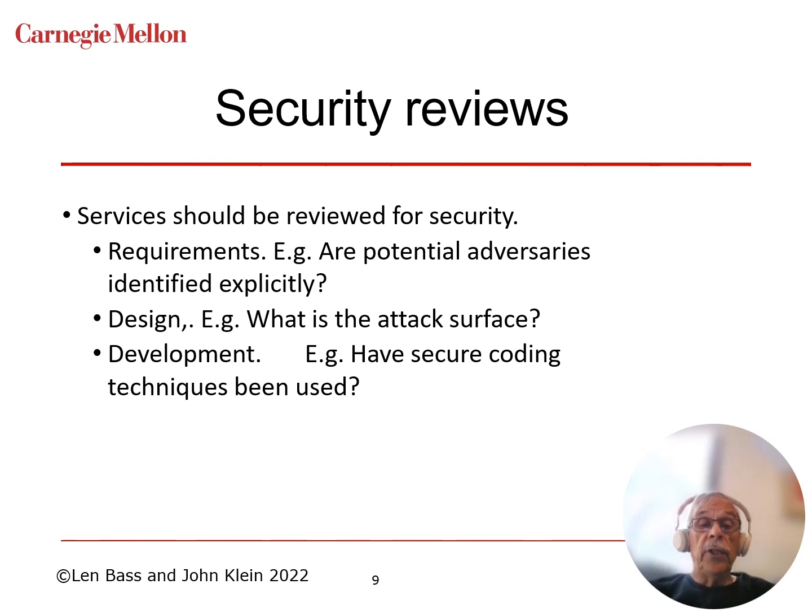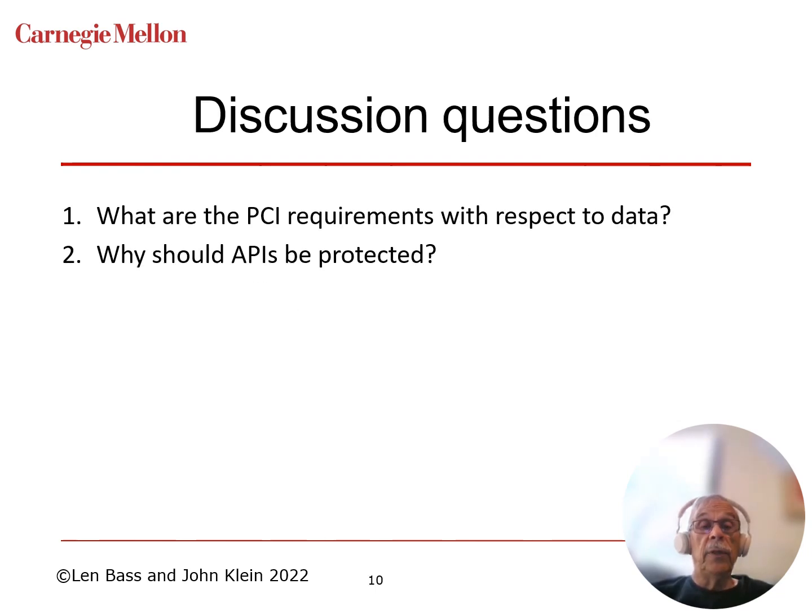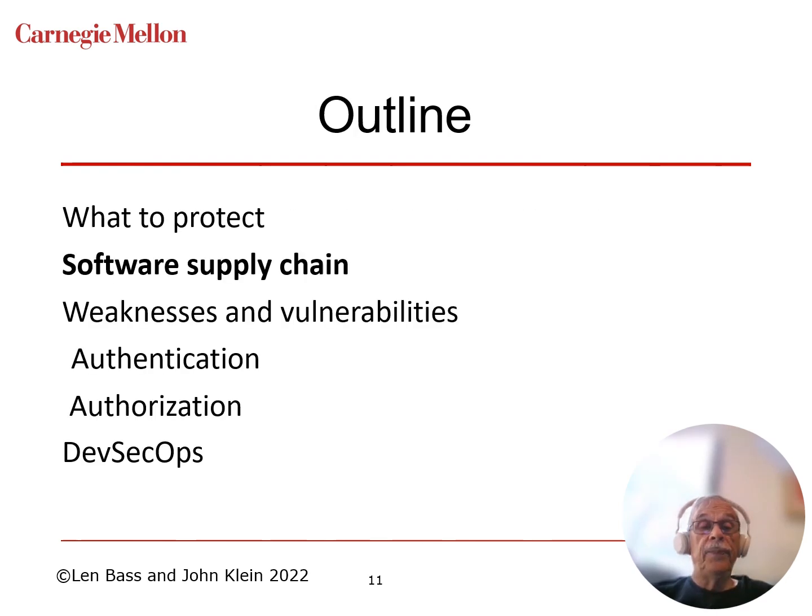You use secure coding practices. There are books, secure coding in C, secure coding in C++, and so on. There are some things that are known to be insecure and others that are known better practices. So you can have reviews. So again, discussion questions. Look up the PCI requirements, see what they are with respect to credit cards and the data, and then ask yourself why APIs should be protected.